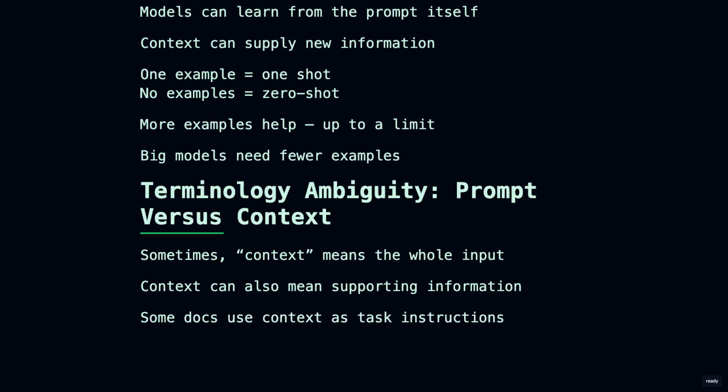Google's Palm 2 documentation uses context even more broadly. It includes instructions about style, topics, and allowed wording. That makes context very close to the task description itself.